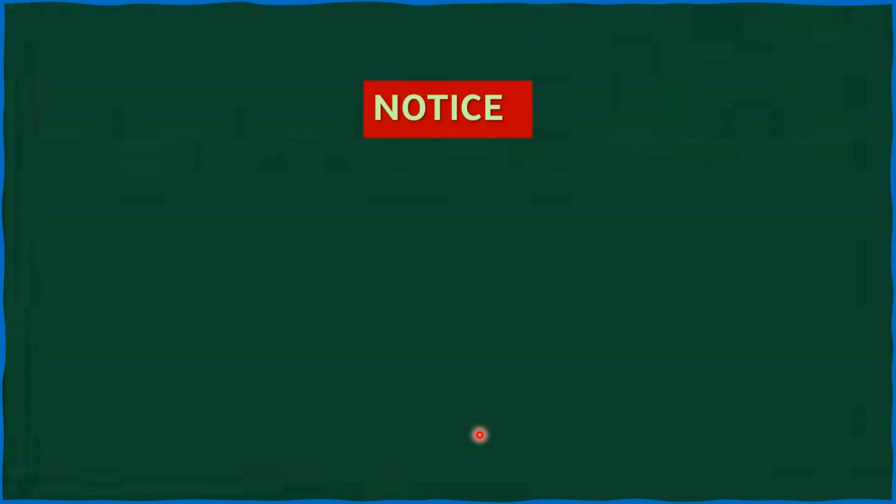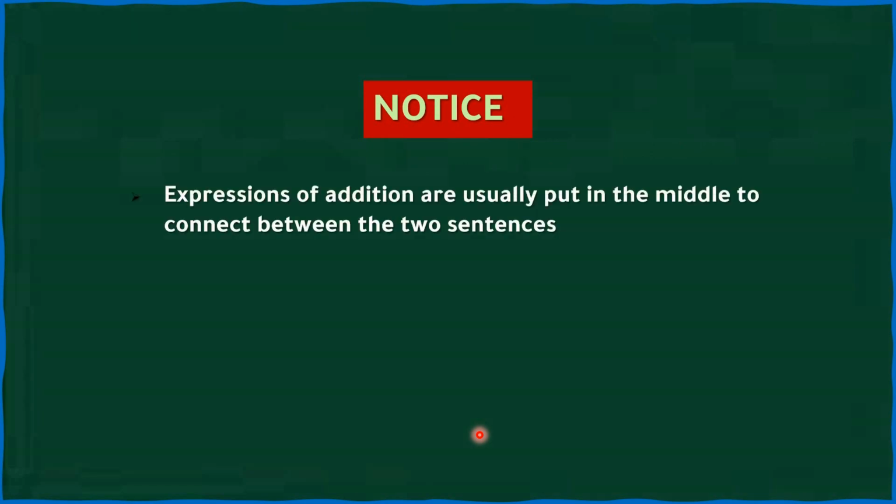So this is a notice. This notice is very important. Expressions of addition are usually put in the middle to connect between the two sentences. It's impossible to find an expression of addition in the beginning of the sentence or in the end of the sentence. It is usually placed in the middle of sentences, which means between the two sentences. Let's have some examples.